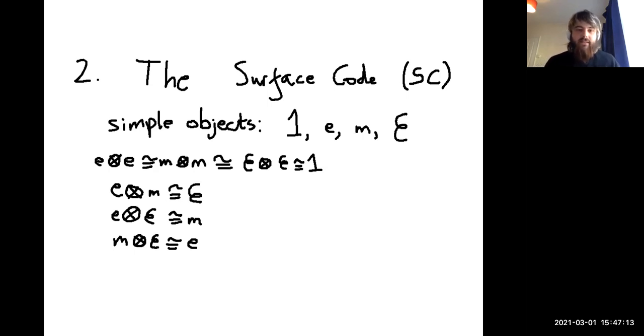This means that you can't encode information in the tensor product of simple objects, right? Because the interpretation functor will take everything through to just a tensor product of complex numbers.